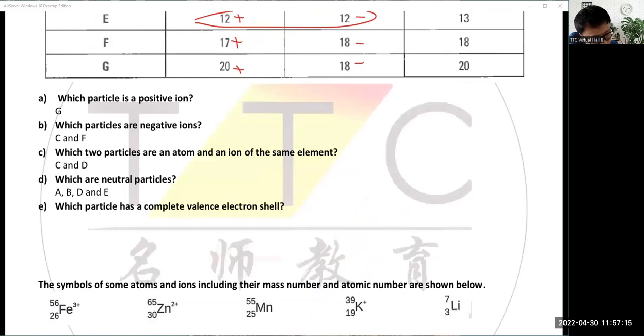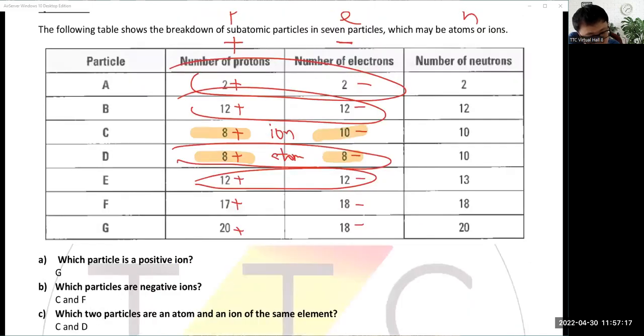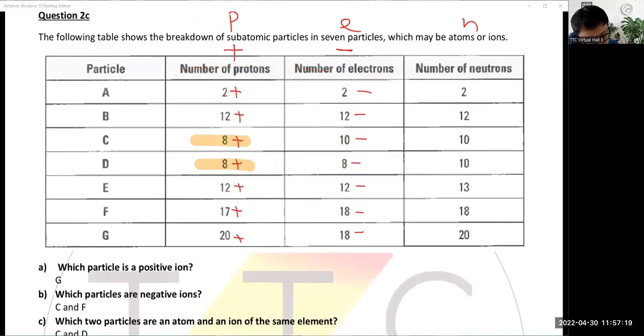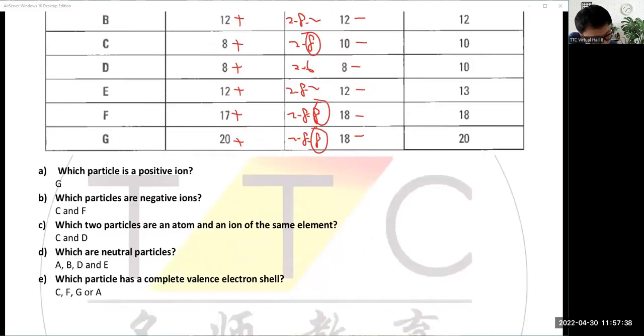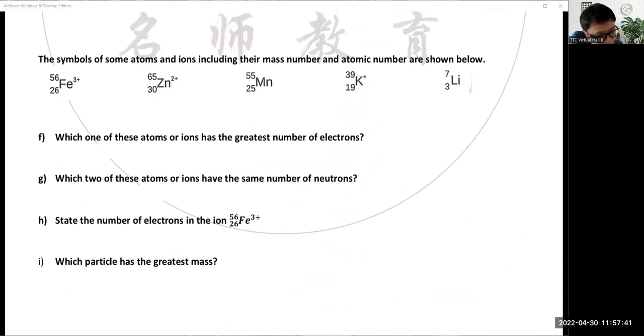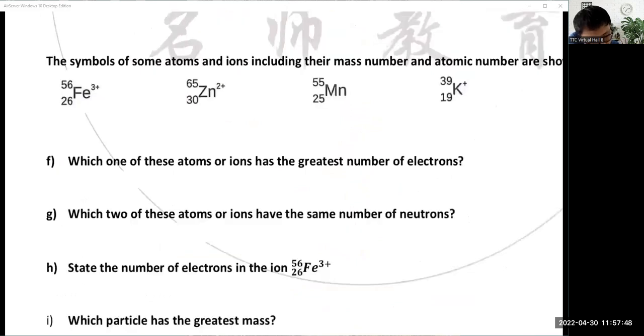Okay, then which particle has the complete valence shell? Complete valence shell means the shell is full. So we have to check the electron arrangement one by one. So this is 2, 2.2, 2.8, 2.6, 2.2, 2.8, 2.8.8. So a complete shell will be all of these. These are already full shells. So we have 4 particles that have a full shell. Then we check this one. Which one of those atoms or ions has the greatest number of electrons? This one I have to do one by one.